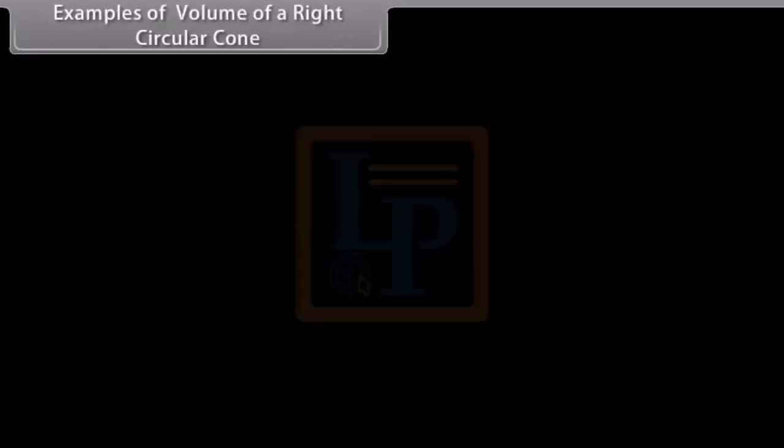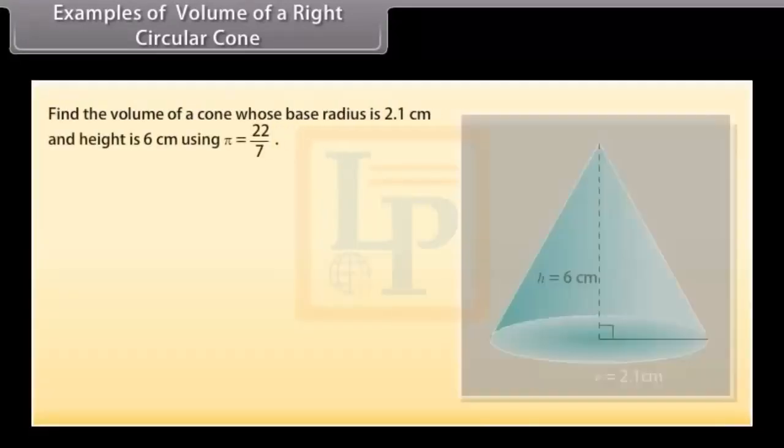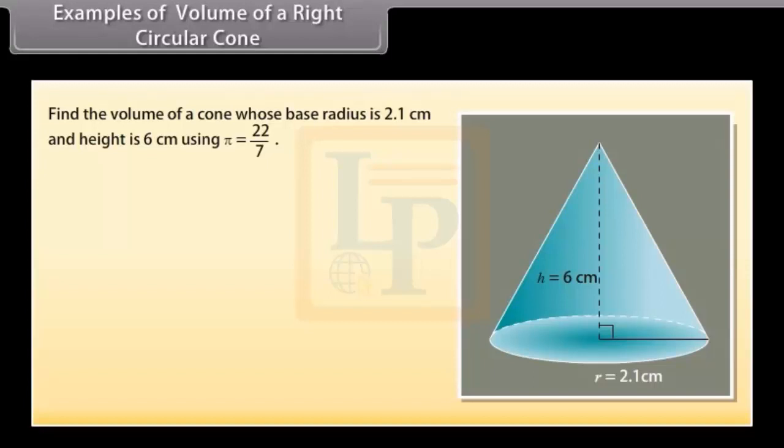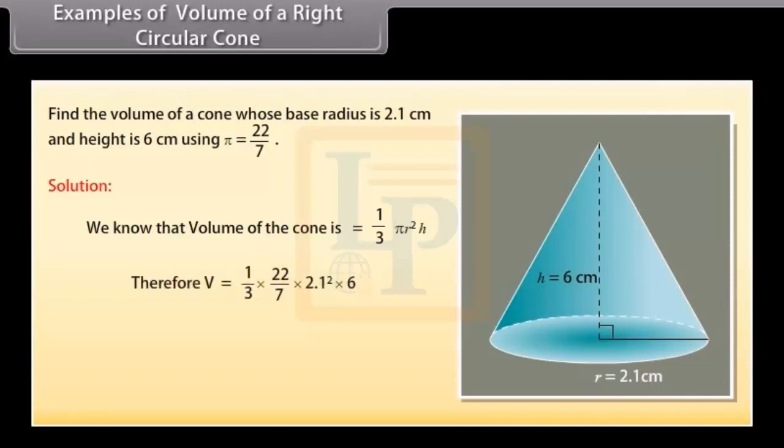Examples of volume of a right circular cone. Let us now solve an example. Find the volume of a cone whose base radius is 2.1 cm and height is 6 cm, using pi as 22 upon 7. Solution. We know that volume of the cone is 1 upon 3 pi r² h. Therefore, V is equal to 1 upon 3 into 22 upon 7 into 2.1² into 6, which is equal to 27.72 cm³.